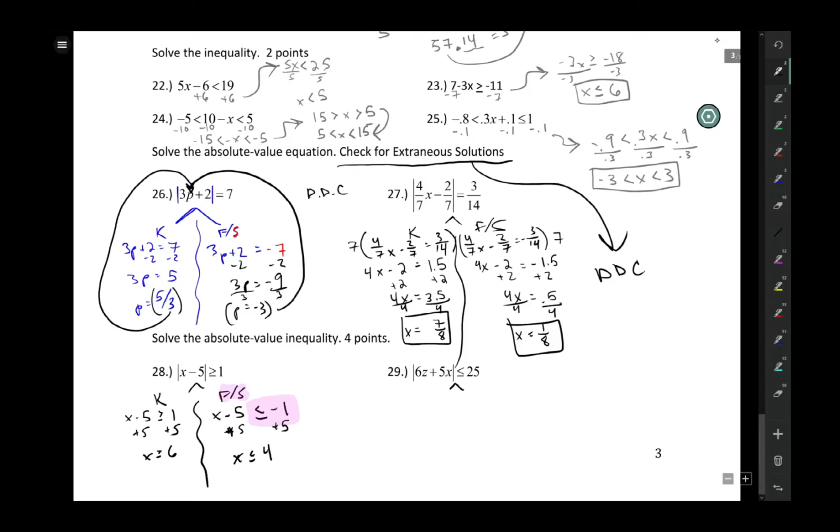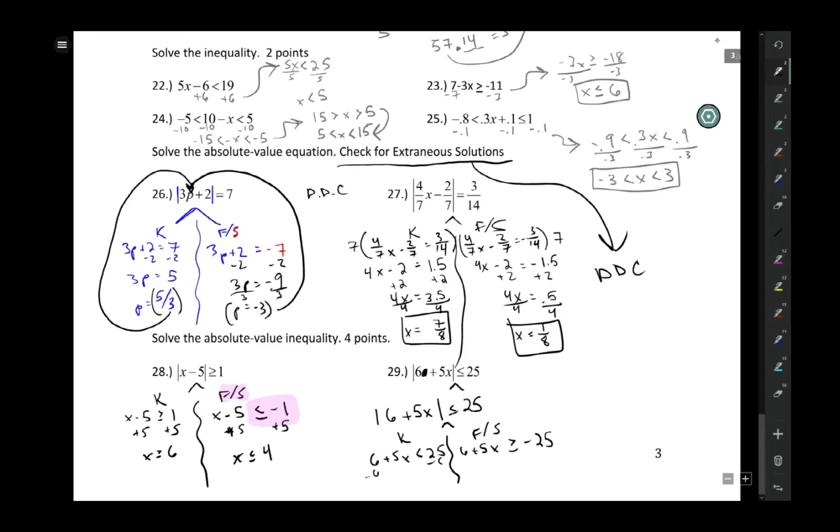Flipping and switching, keeping the same. There should not be a Z there. I don't know why Z is hidden there. 6 plus 5x less than or equal to 25. Now flip and switch, keep. Flip, switch. 6 plus 5x is less than or equal to 25. And 6 plus 5x greater than or equal to negative 25.